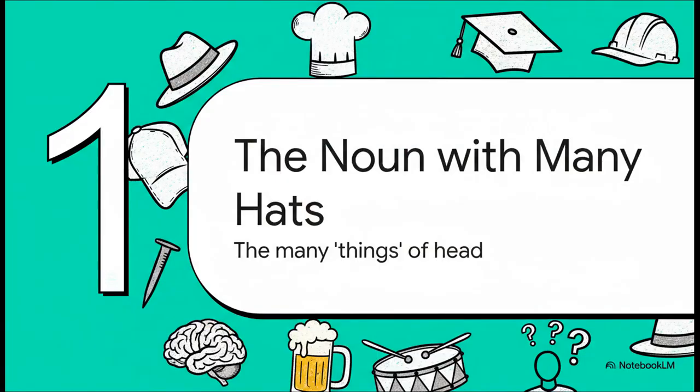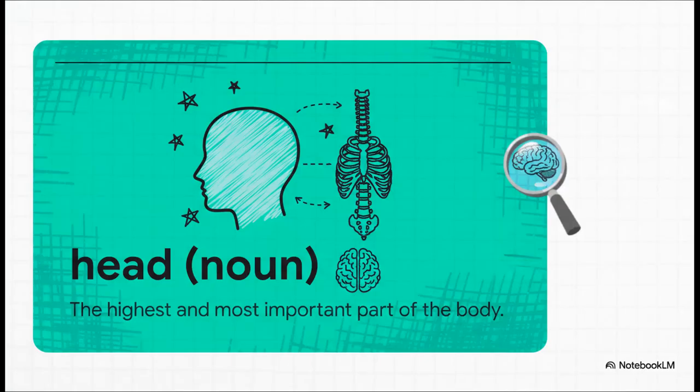Okay, so let's jump right in. We'll start by looking at head when it's used as a noun, a word for a person, place, or thing. And man, as a noun, this word wears a lot of different hats, if you'll pardon the pun. First up, the obvious one. The one we all learn as little kids. Your head. It's the top part of your body. Can't get much more straightforward than that. This is the physical, concrete foundation for everything else.